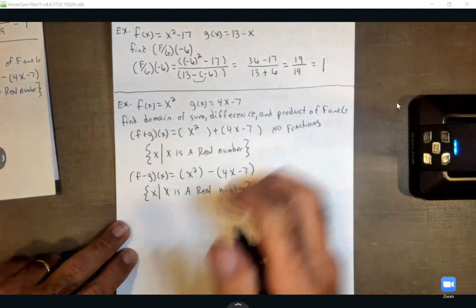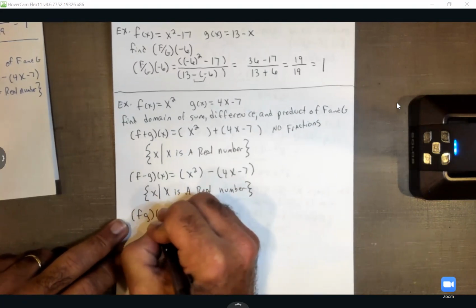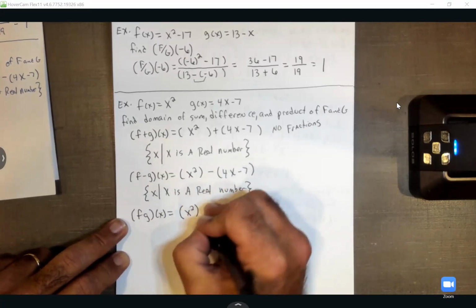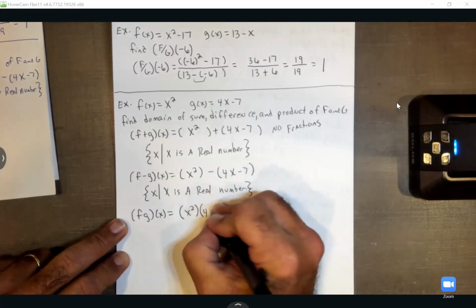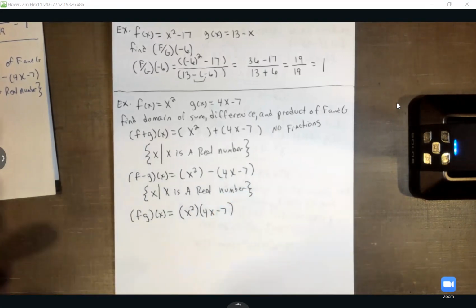All right, so what's next? The product. The product would be f times g of x. That'll equal my f, which is x squared, times my 4x minus 7. So y'all should be able to get me this one now. What is my domain?